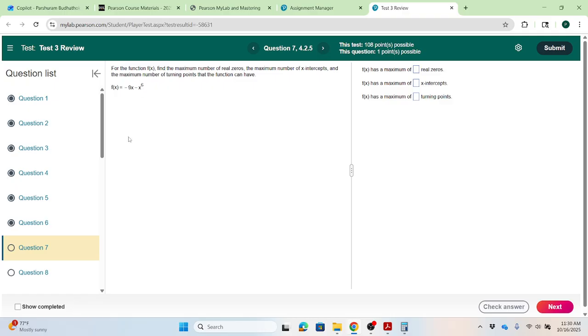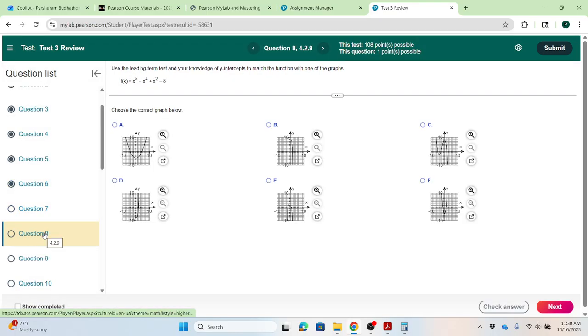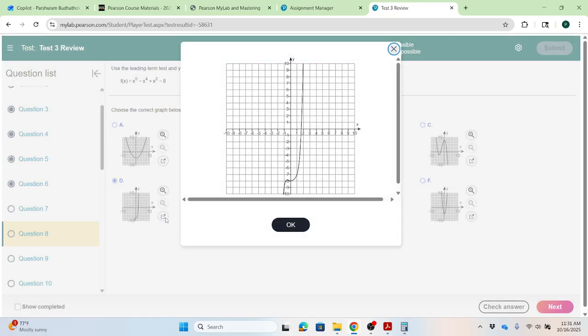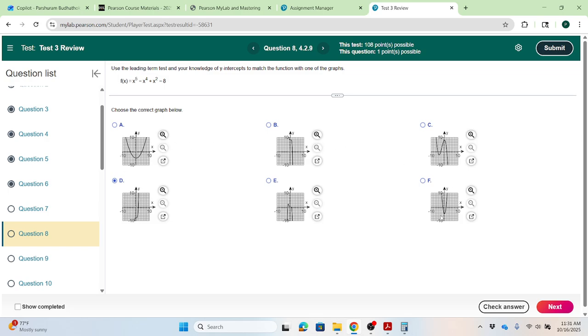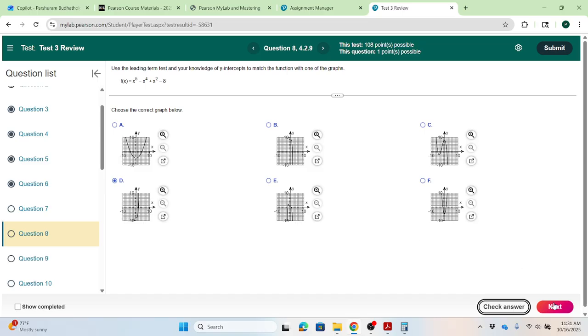This is a very similar question to question number 6, so I'm going to skip that. Go to question number 8. Use the leading term test. So here the leading term is 1, the degree is 5. So the graph would look like a cubic function, up to the right and down to the left. By checking all these graphs, the only possible one is D, because other than this graph, no one else has the same feature, up to the right and down to the left. So that is the answer.